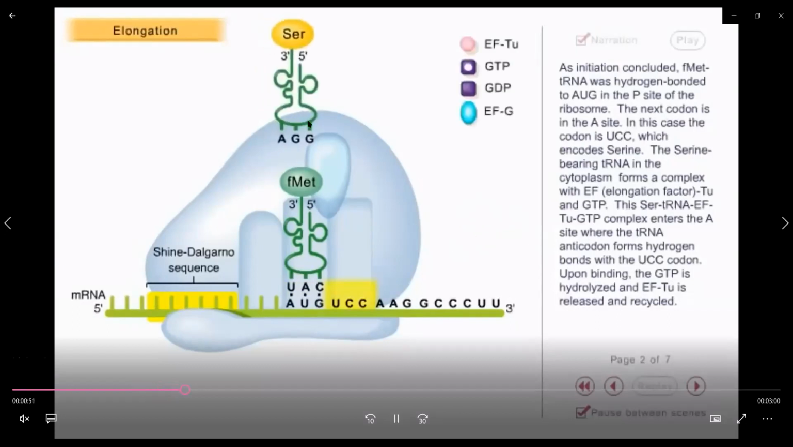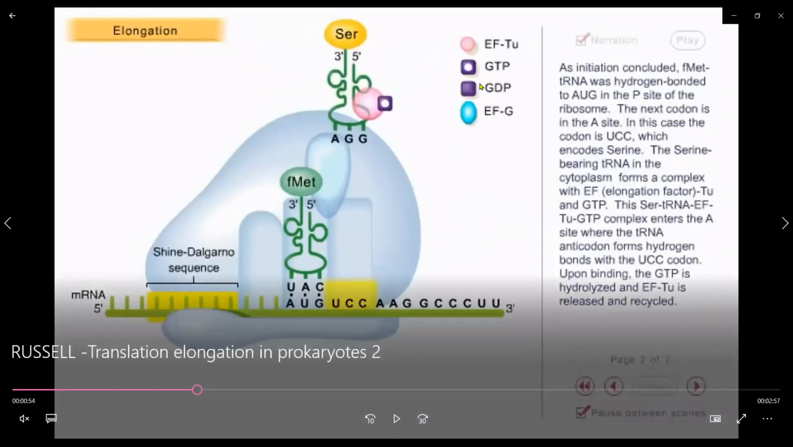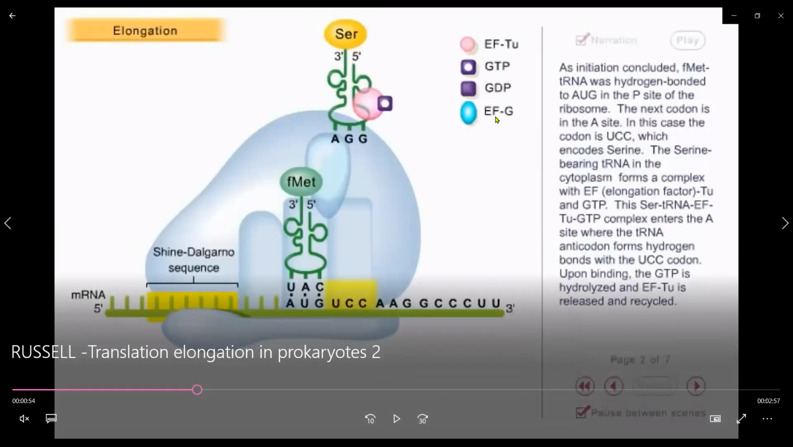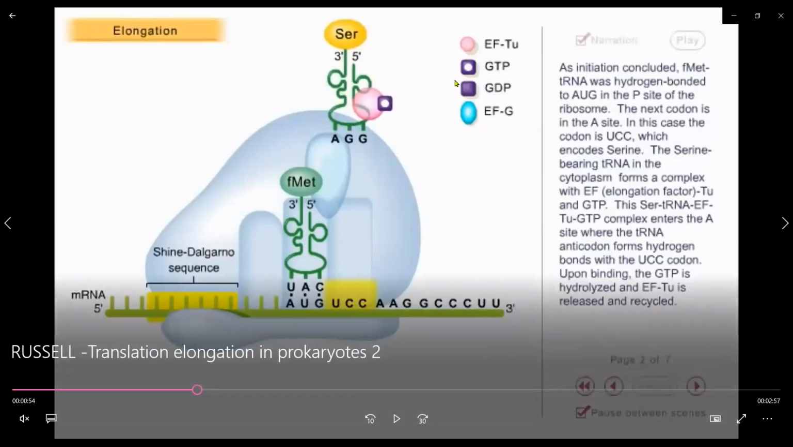So this is the serine tRNA. And you just look at the colors. This is elongation factor TU. This is the GTP form. This is the GDP form. And this is the elongation factor G. Now, I'll just concentrate here.